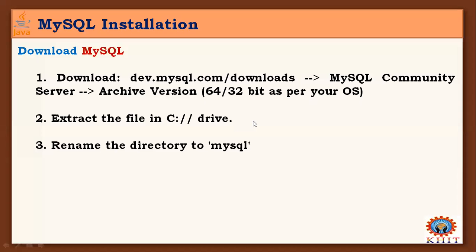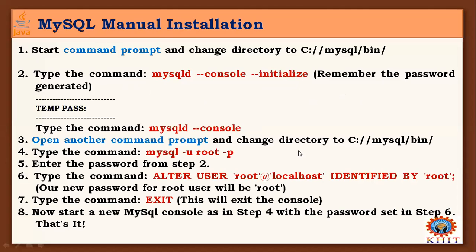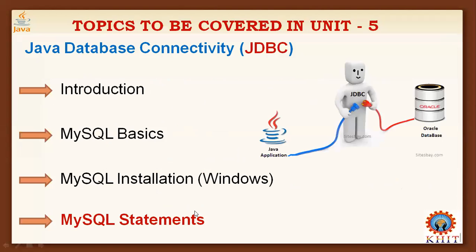So after manual installation, the next one, we already did this one. So MySQL here, initialize, console, and another prompt, change the directory to this one, and in MySQL as root, alter the root and give my password as root. The new password for root will be root, and exit, and later you can check everything is already done, right? The next one is MySQL statements.